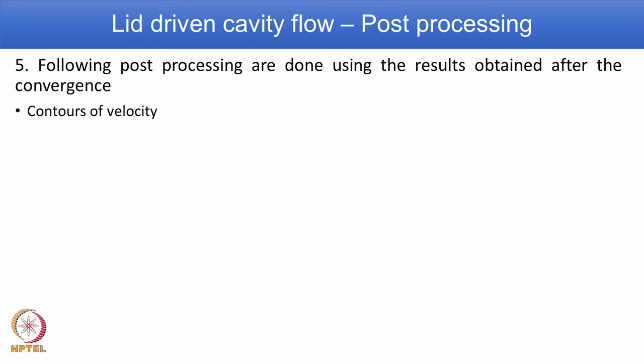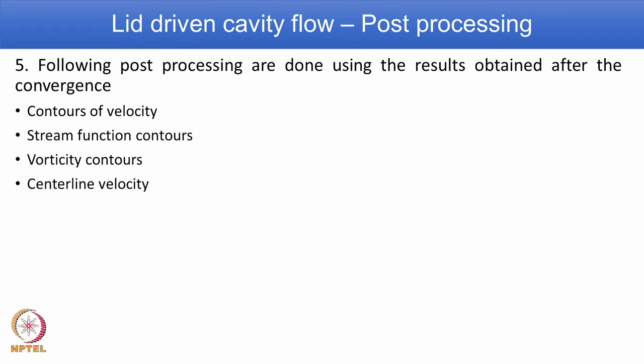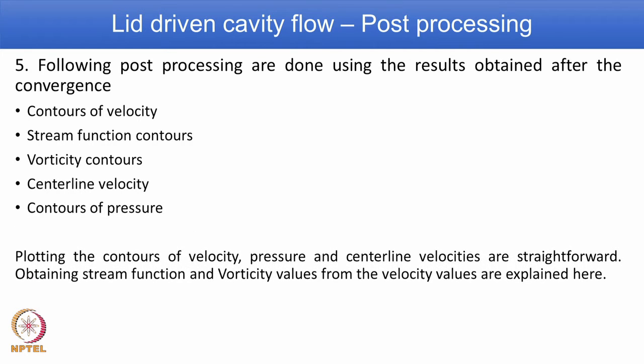So, you can have contours of velocity, stream function contours, vorticity contours, center line velocity, you can have a velocity line plotted at any specific x and y grid line, then you can have contours of pressure, etc. So, plotting the contours of velocity, pressure and center line velocities are straightforward. Obtaining the stream function and vorticity values from the velocity values is explained in the subsequent slides.